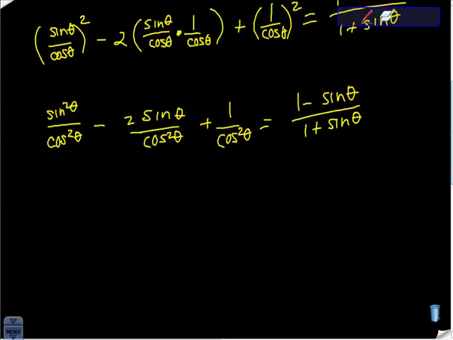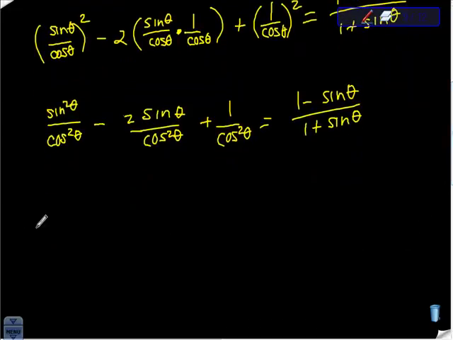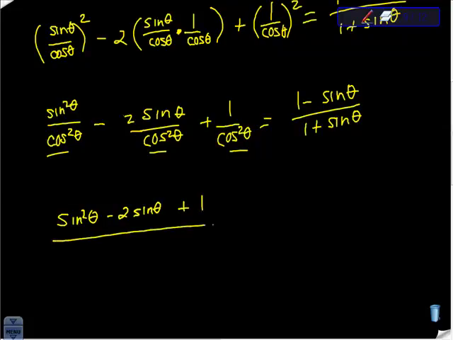Keep moving, right? Add all this together, and we have a common denominator, cosine squared, so we can add all this at the top. So we have sine squared theta minus 2 sine theta plus 1 all over cosine squared theta is equal to 1 minus sine theta over 1 plus sine theta.